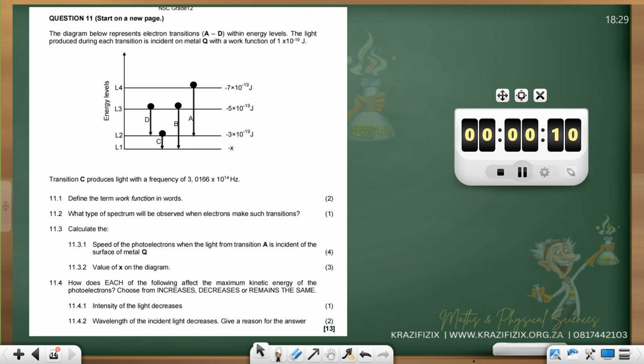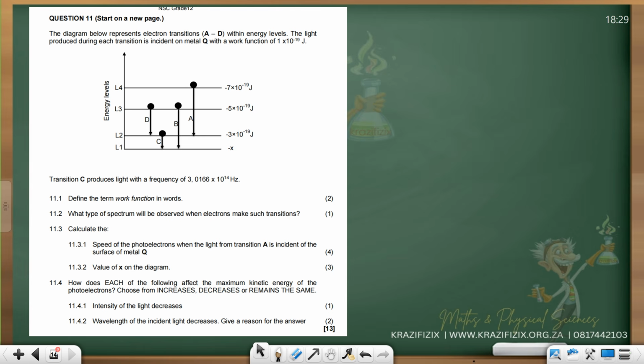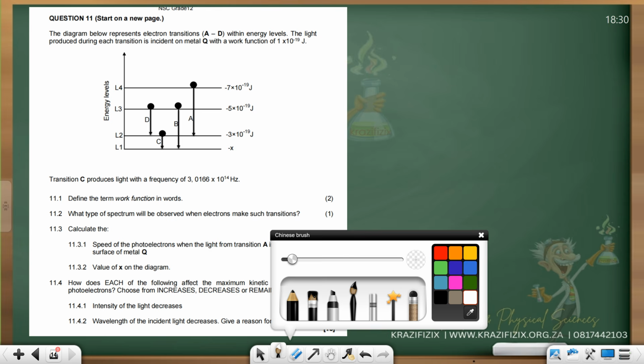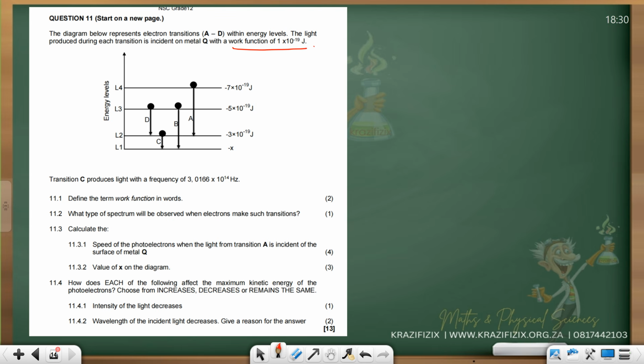Okay, guys, I'm sure we are all done and just waiting for answers. Let's see. The diagram below represents electrons from transition A to D, and you can see they are moving down. If they move down, they lose energy. That tells me they are emitting, so already I know it's an emission spectrum. The light produced during each transition is incident on metal Q with a work function. That's the first information that I have.